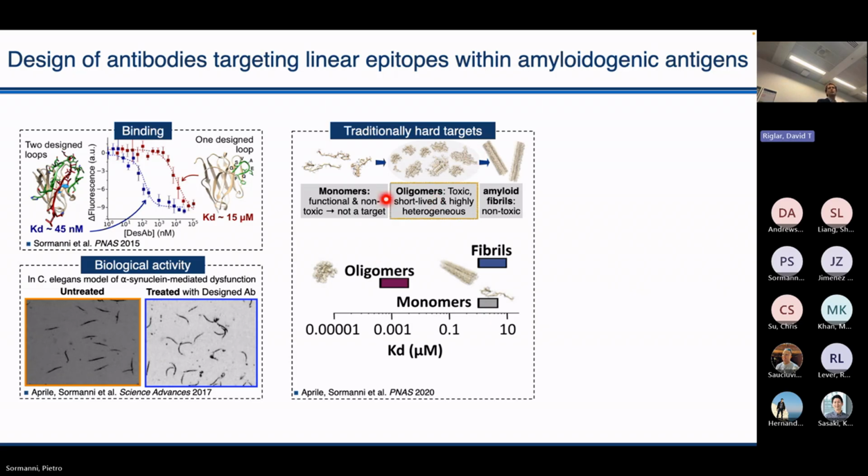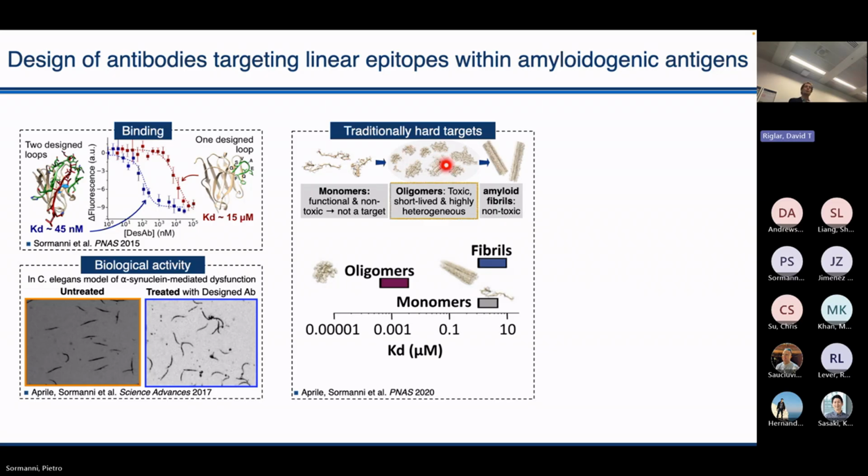In more recent years, we have been able to use the same approach to go against a class of targets traditionally hard for antibody discovery. The hard targets in question are these oligomers. So in the aggregation pathway, a very simplified version of it, you start from a monomeric functional protein like synuclein or amyloid beta. In this example it is amyloid beta that aggregates in Alzheimer's. And then eventually you form these very big, very ordered amyloid fibrils that are the hallmark of these diseases.